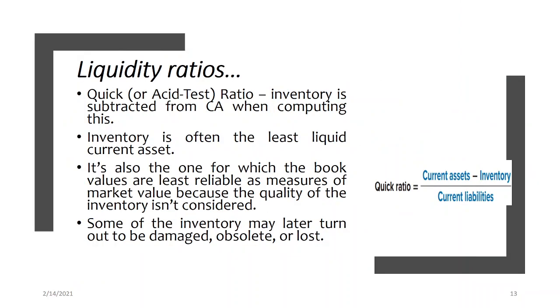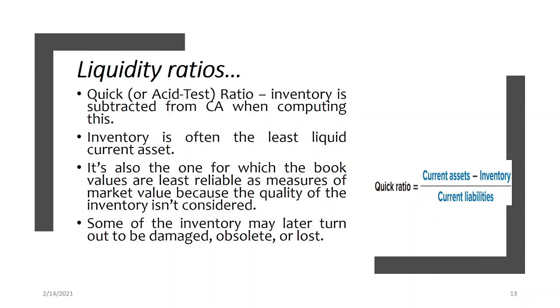Let's look at another type of liquidity ratio, which is what we call the quick ratio or acid test ratio. It considers inventory as the most illiquid asset, because we have to convert it to finished goods, then sell it to generate accounts receivable, before they are collected to become cash. So for the quick ratio, inventory is normally subtracted from current assets before we divide by current liabilities. Some of the inventory may turn out to be damaged or obsolete. That is one of the reasons why we don't use it.